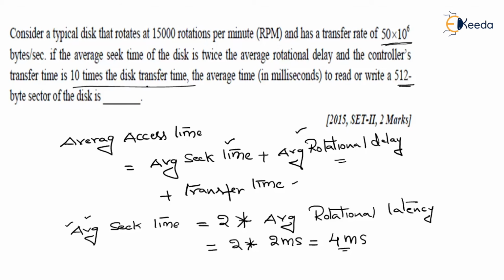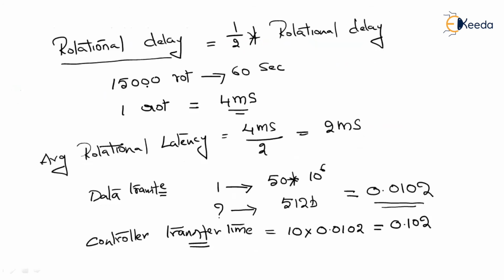The disk transfer time is equal to 0.0102. The actual data transfer time is that in 1 second, 50 into 10 power 6 bytes get transferred. So in order to transfer 512 bytes, I require 0.0102 seconds. The controller transfer time is 10 times the actual data transfer time, which will be equal to 0.102. So this is the effective transfer time.